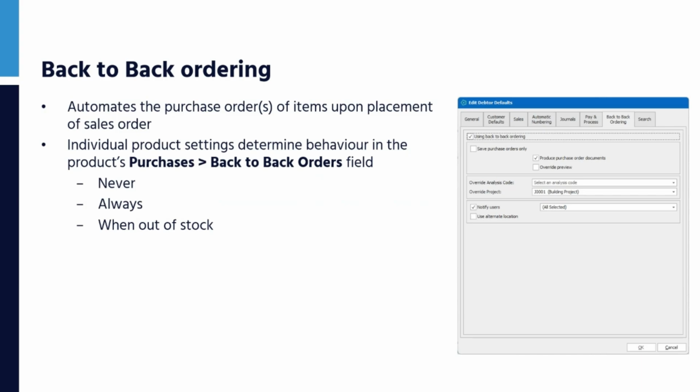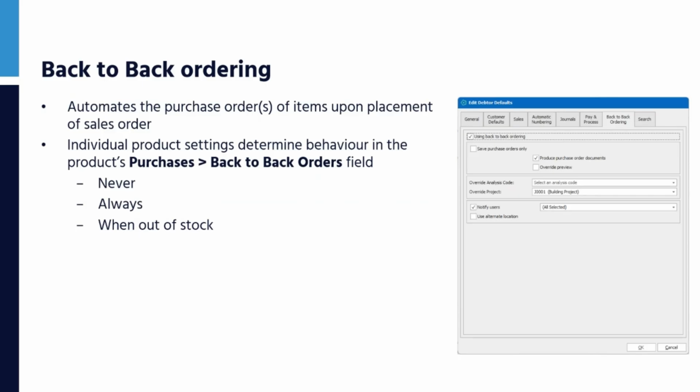And then when out of stock is pretty much what it says on the box there, that when the items run out, definitely do a back-to-back order. But if you've got plenty of stock, why would you bother ordering any more? So that control is there for you. And there are some debtor defaults.